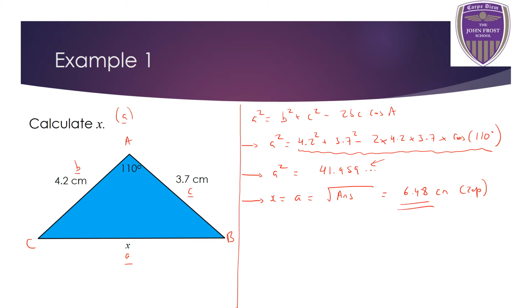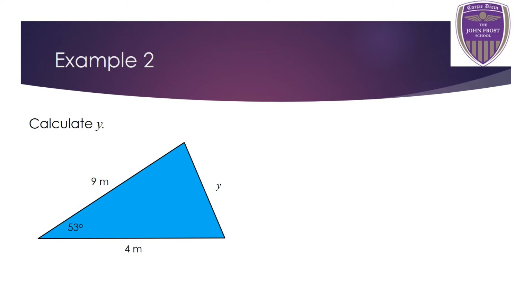Easy. Okay, example 2 then. Pause it, have a go. And then come back to me when you're ready to rock this maths, okay? Welcome back. So if I call this one A, B, B, C, C. I write the cosine rule down. You want to find that side A, okay? So A squared equals B squared plus C squared take away 2BC times cos A.